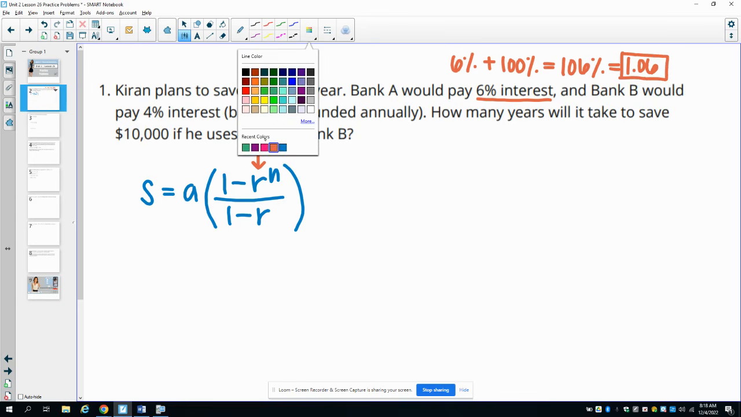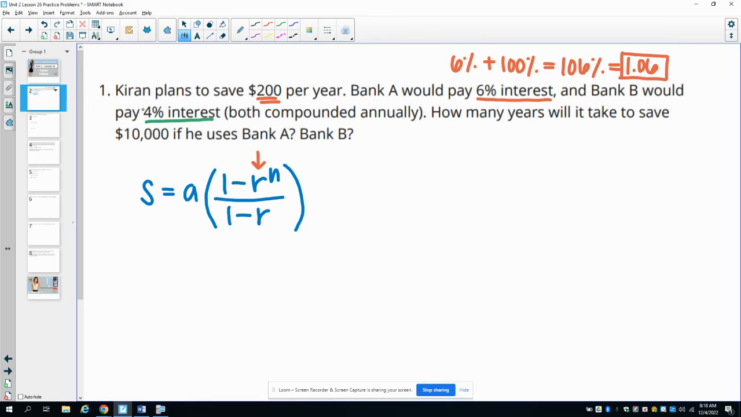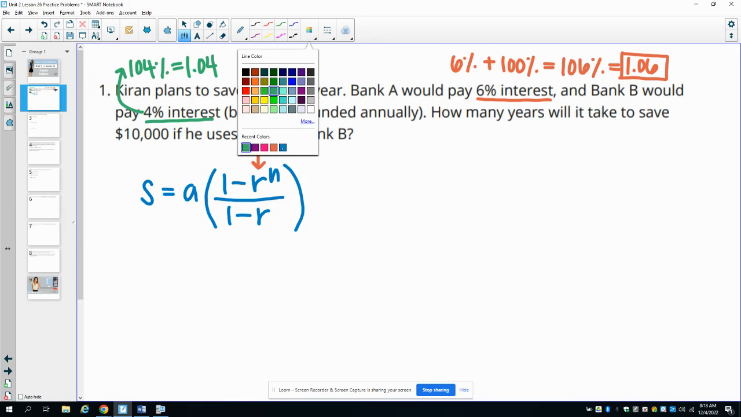And then Bank B at a 4% interest rate would mean that he's getting back 104% of his $200. And as a decimal, that's going to be 1.04 when we plug it in. So just be careful of that. In both of these cases, we're trying to figure out when it will equal 10,000.